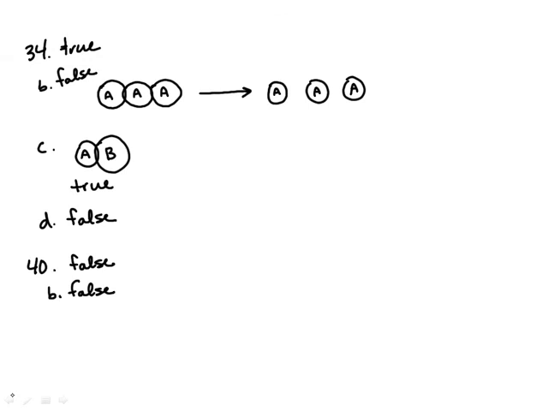C says, in a mixture containing copper and sulfur, physical methods can be used to separate the substances present. That's true. In a mixture, we can use physical methods to separate substances. In D, in a mixture containing copper and sulfur, the 2 elements are chemically combined rather than physically combined. Well, it should say the 2 elements are physically combined rather than chemically combined. So they've transposed those 2 terms. So D is also false.